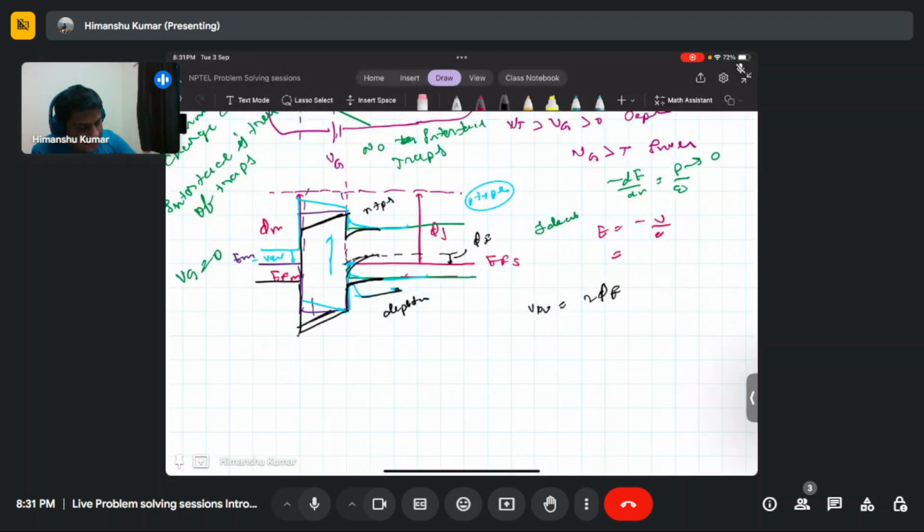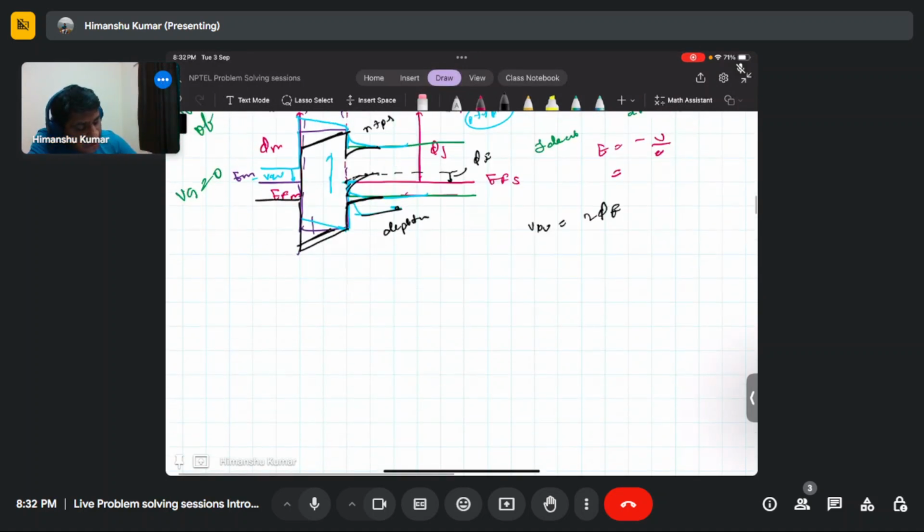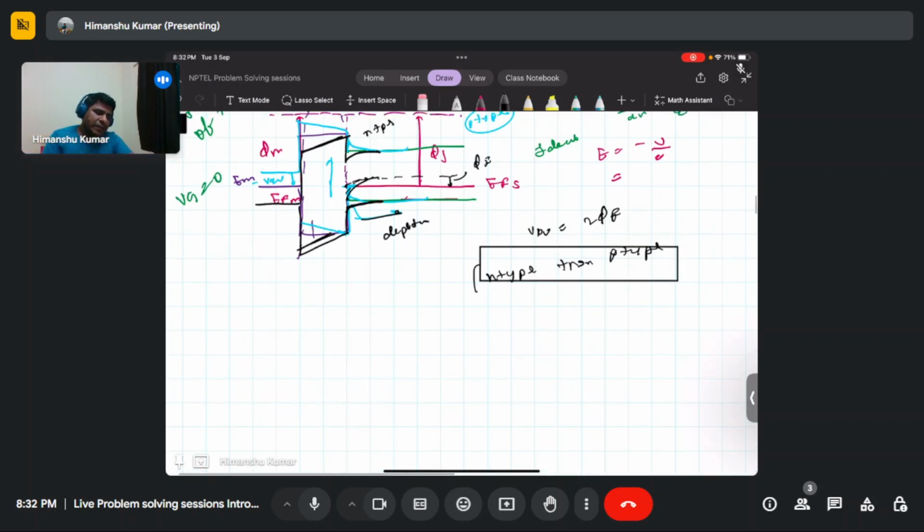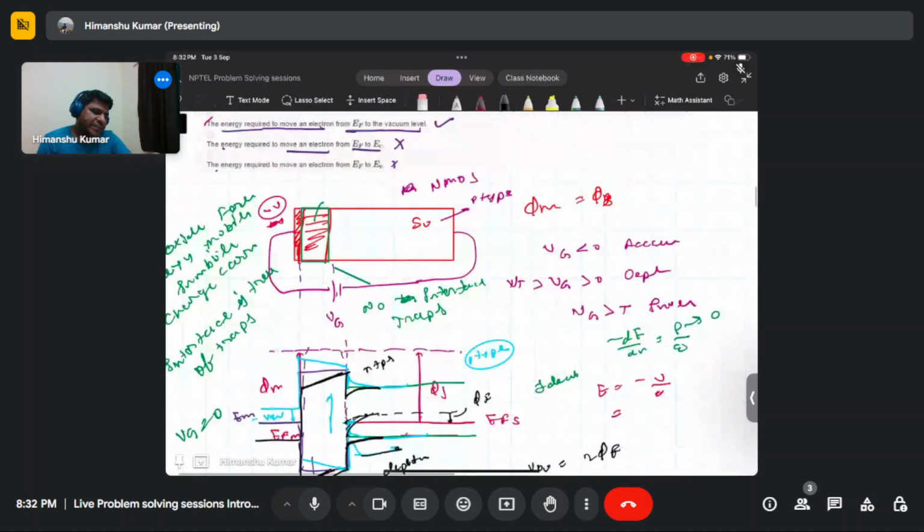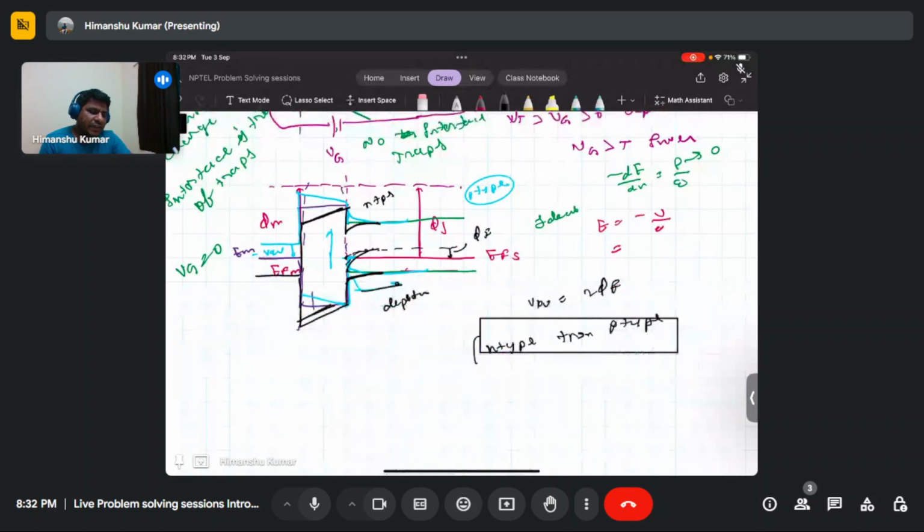Because as you can see, now the Ei level lies below the Fermi level by phi f amount. So that's why you can say the substrate has become inverted; it has become n type from p type. So this is the inversion region.